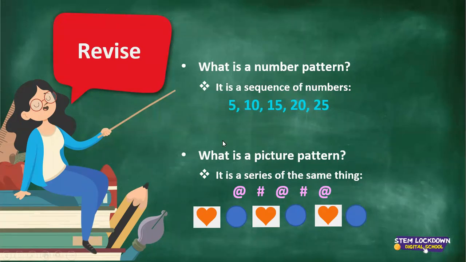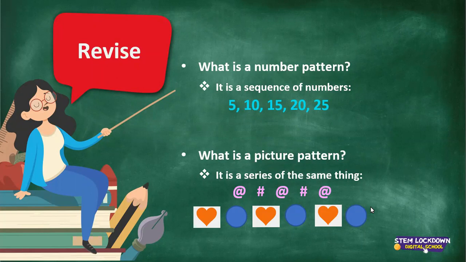But what is a picture pattern then? Of course, it is a series of the same thing, but in pictures. Here we have the @ sign, then a hash, a @, a hash, and a @. Look at the pictures of the heart. Circle, heart, circle, heart, circle. And so we can go on repeating heart, circle, heart, circle. We call that a picture pattern.